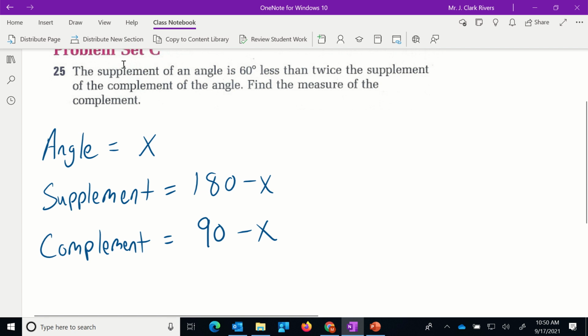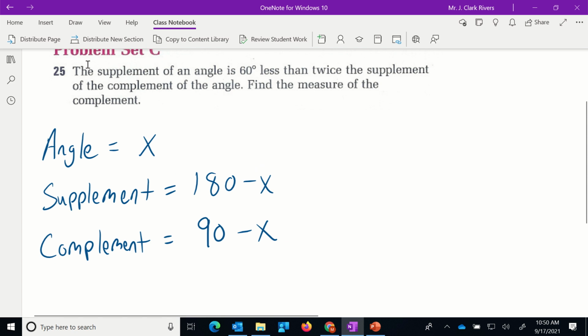So it says the supplement of an angle, that's this angle right here, is 60 degrees less than twice the supplement of the complement. So we're definitely going to be changing this. We're manipulating the supplement. Find the measure of the complement. We're definitely going to be manipulating the supplement. Let's read it one more time.